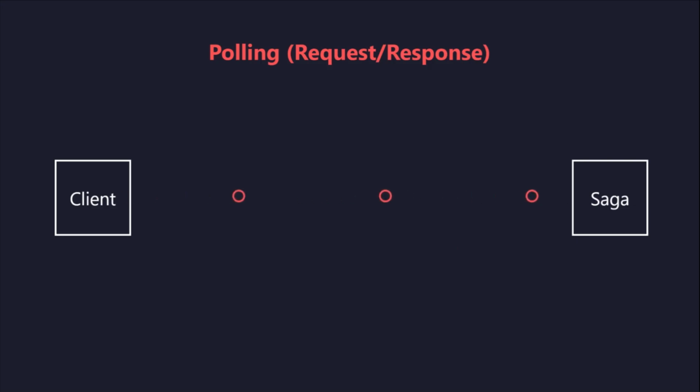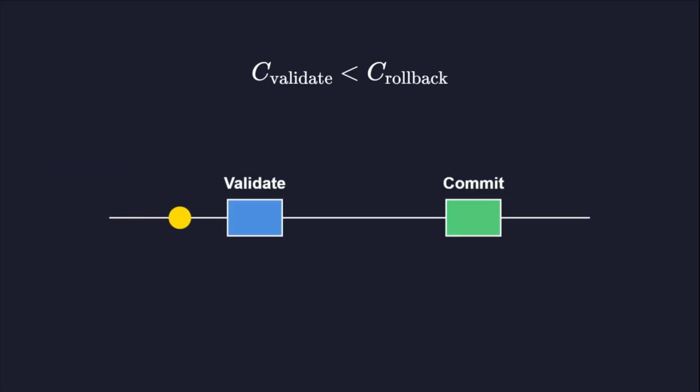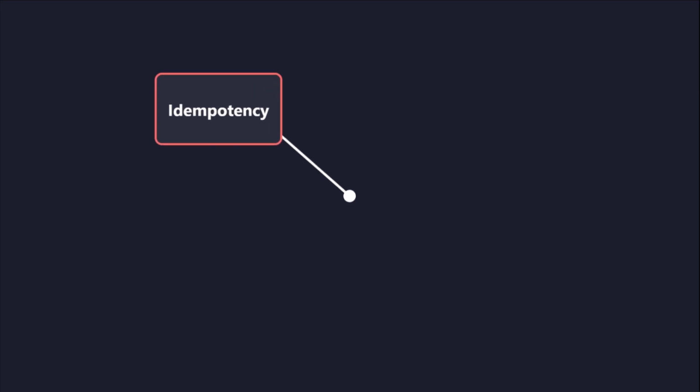Use WebSockets or server-sent events to push saga completion or failure status back to the client instead of making the user poll. Rollbacks are expensive in terms of system resources and user trust. Design your forward path to validate as much as possible before committing.